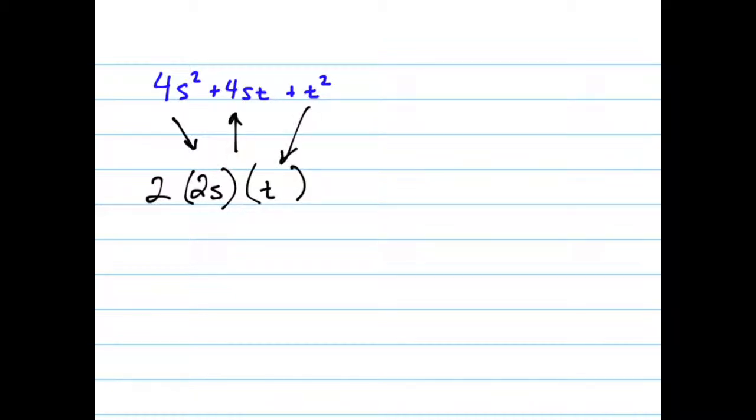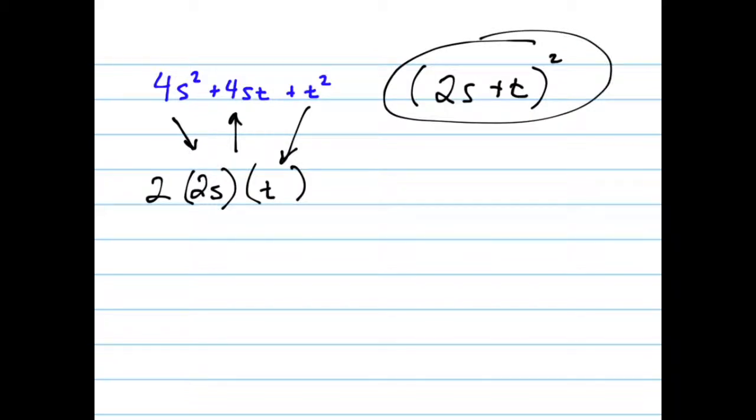So that means this factors into 2s, the square root of our first term, plus t, the square root of our last term, squared. And it's plus because the middle term was plus, so those two signs match. Make sense?